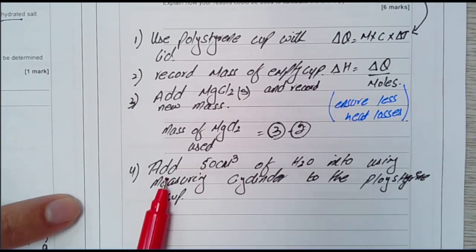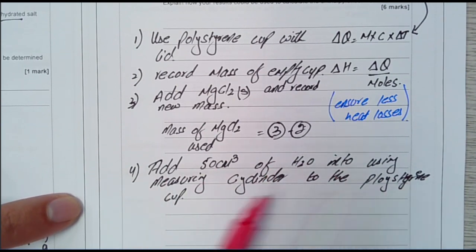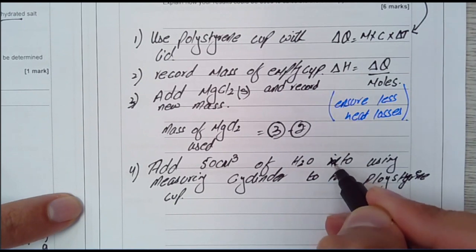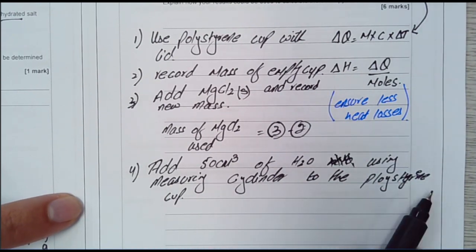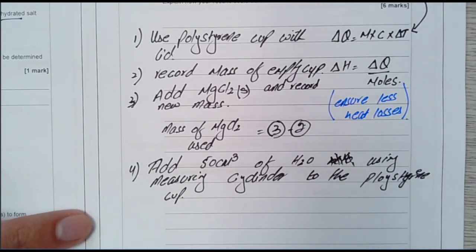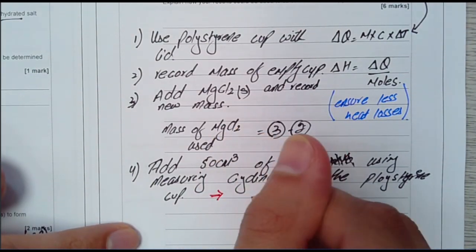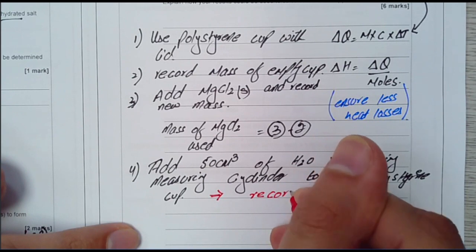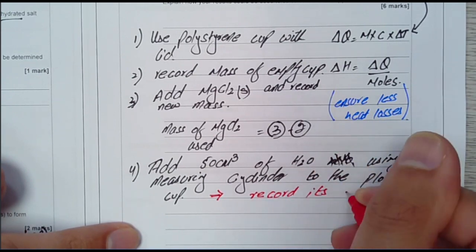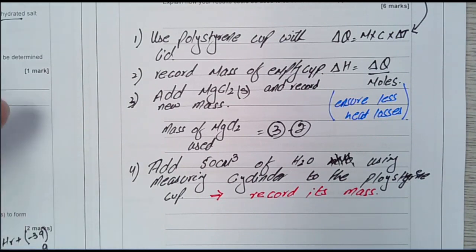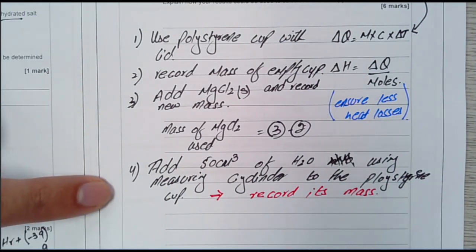So this is fine. Add 50 cm³ of H2O, using a measuring cylinder, to the polystyrene cup. That's fine. We can then say record its mass. Are we happy with that? Now, what I want to do here is, that's fine.